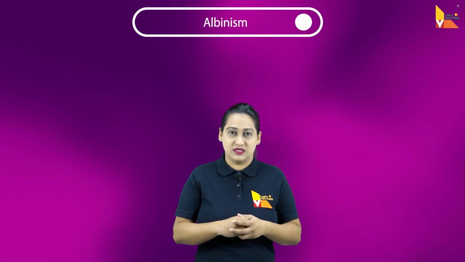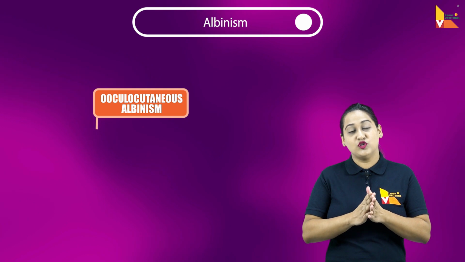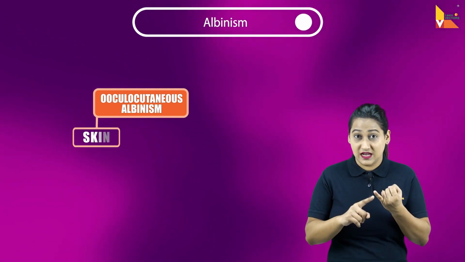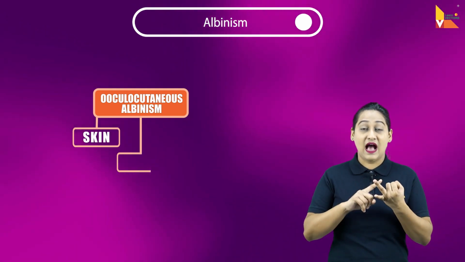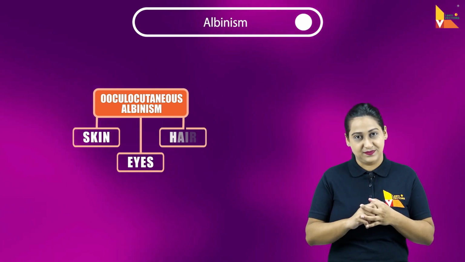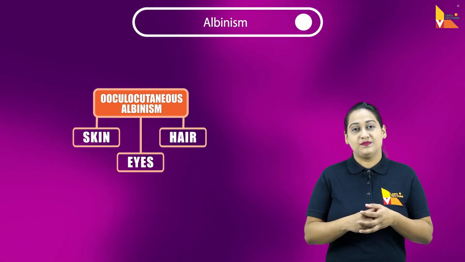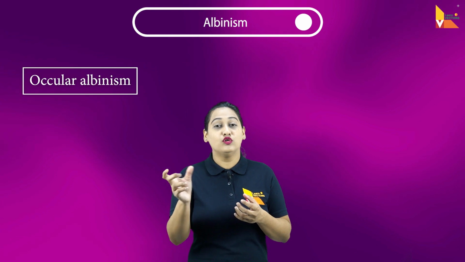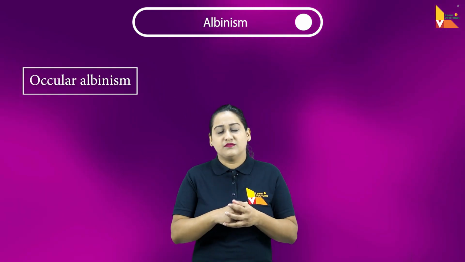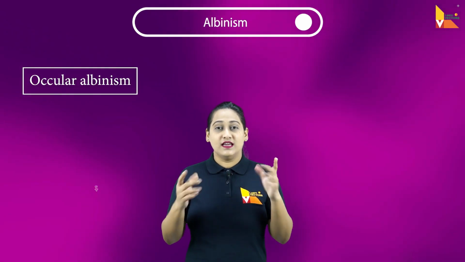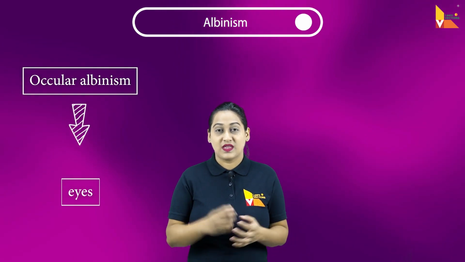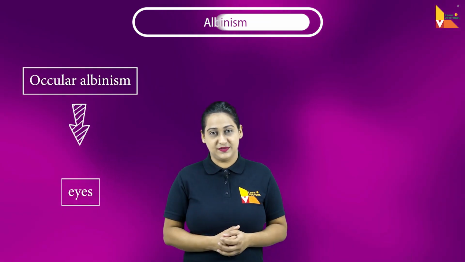Albinism in humans is of two types. The first one is oculocutaneous. Oculocutaneous is the albinism which is expressed in skin, the cutane, eyes and hair. Whereas the other one is ocular albinism, which is only seen in eyes. So this is what albinism is.